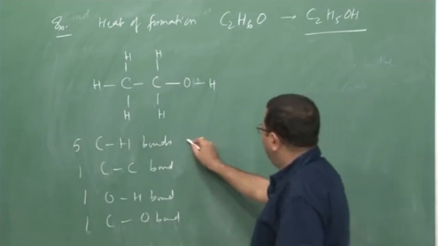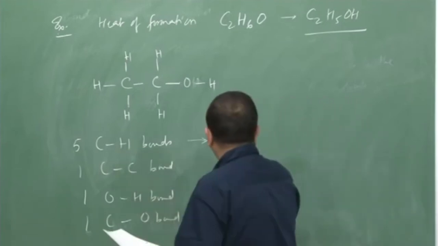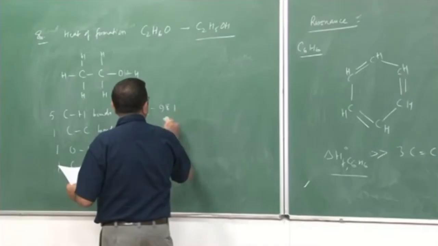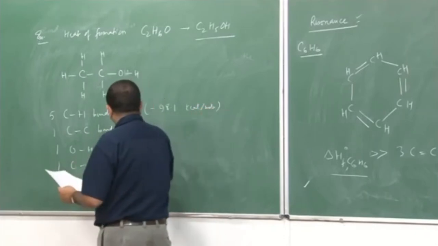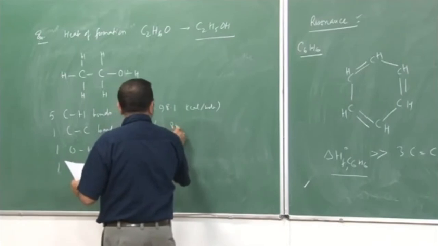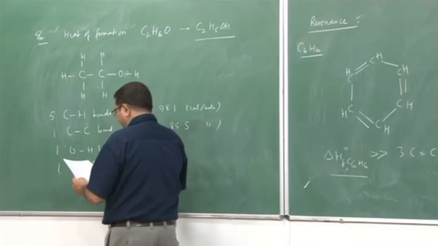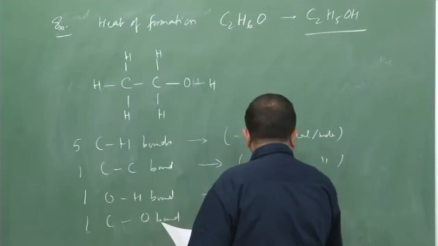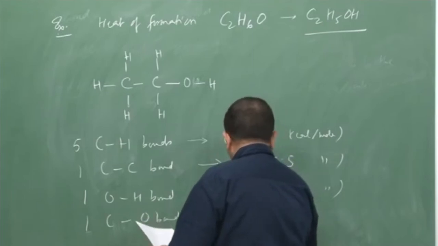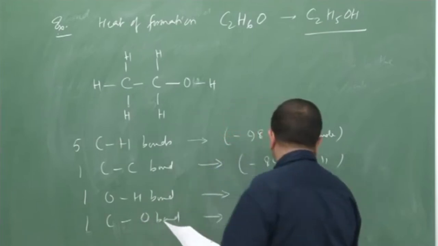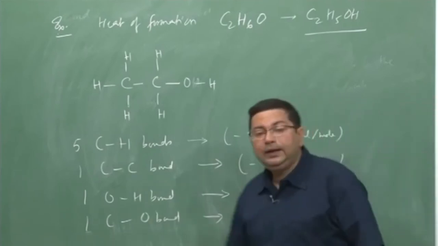Now, from the thermochemical tables, we can get the bond energies for this. The bond energy for a CH bond is 98.1 kilocalorie per mole. For CC, it is -88.5 kilocalorie per mole. For OH, it is -109 kilocalorie per mole. And for CO, it is -86 kilocalorie per mole. Notice that all the bond energies are negative.